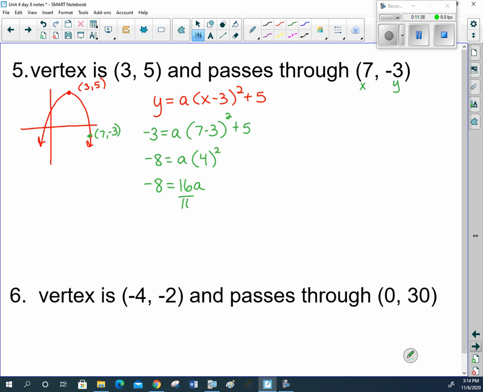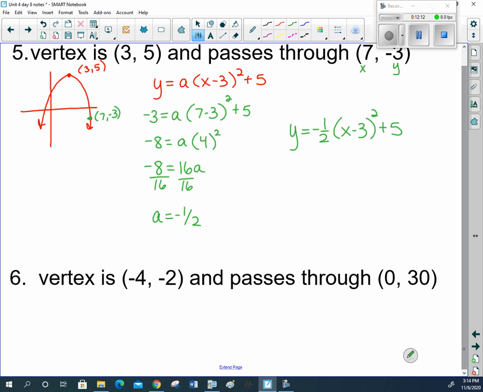Divide by 16, and A turns out to be -1/2. Okay, that matches what we thought. We thought it would be going down. And let's go ahead and write the final equation. So y equals -1/2 times (x subtract 3) quantity squared, plus 5. So there's an equation of that parabola that has a vertex at (3, 5) and passes through the point (7, -3).